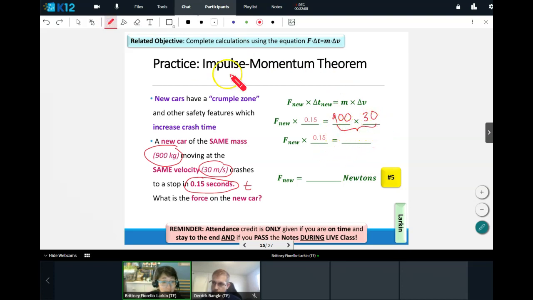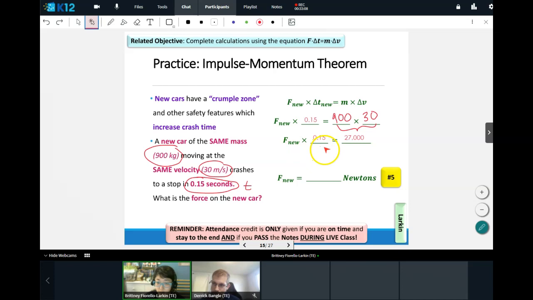Now this is going to be the same calculation. So tell me again, what is 900 times 30? You might remember it. If not, grab your calculators and tell me what is 900 times 30 again. Exactly. We should be getting 27,000 again because it's the same mass, same velocity. All right. However, this time our next step is a little bit different. So this time we're multiplying by 0.15.